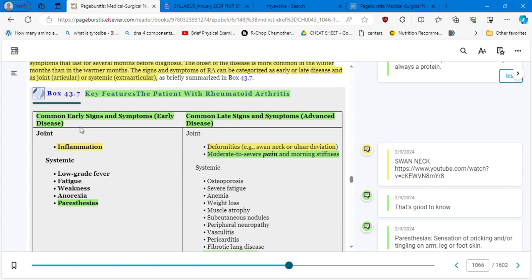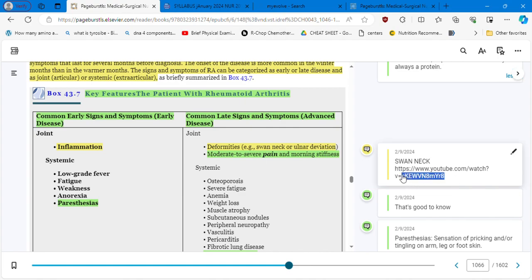So now we have the early signs and symptoms of rheumatoid arthritis. In the early signs we have inflammation, versus in the late signs, where inflammation was the first step, now we have deformities. In the late signs we have deformities, the swan neck or ulnar deviation, and moderate to severe pain and morning stiffness. Okay, these are the late signs of the severe disease.